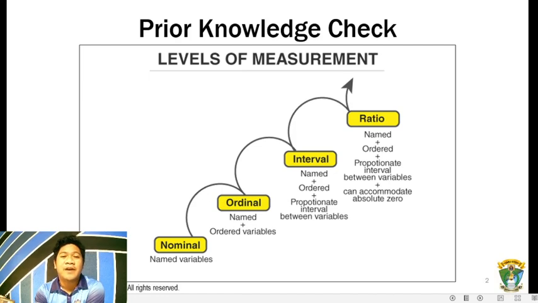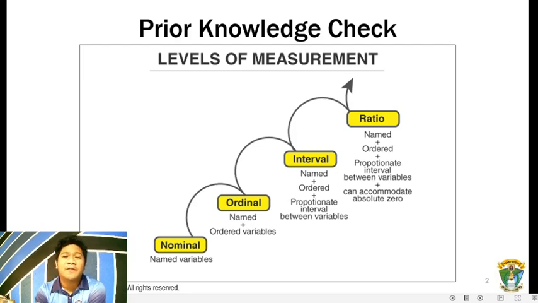So this is a very important aspect because the level of measurement or the characteristic of the data that we will try to present, analyze, and interpret will depend on the level of its measurement. And if you are familiar with these terms, then that's good. If not, then this will be a chance for you to review again what are these levels of measurement. So we have here four levels of measurement. We have nominal, ordinal, interval, and ratio.